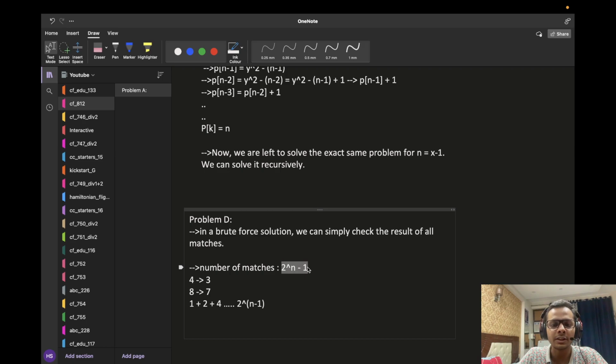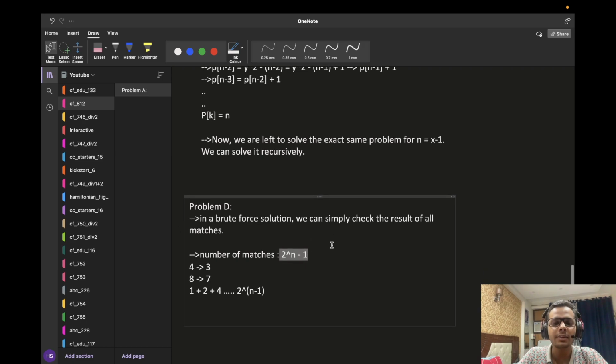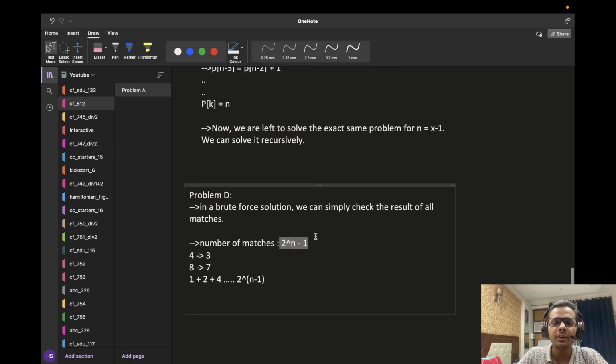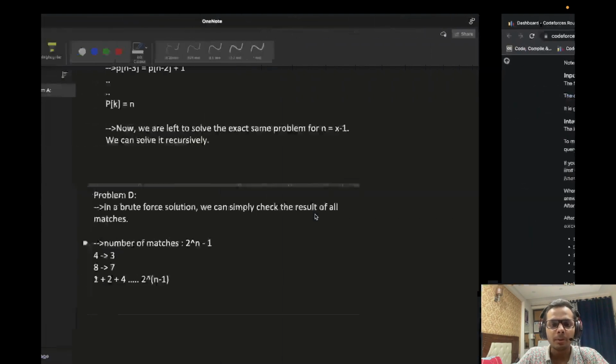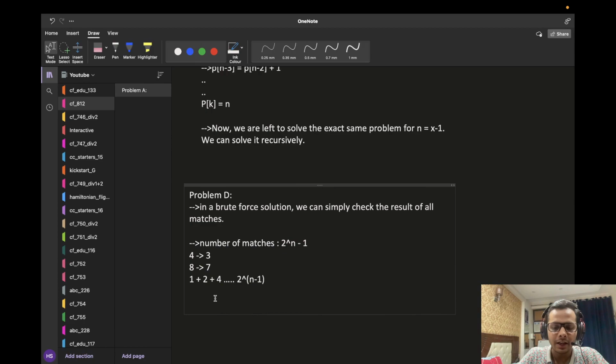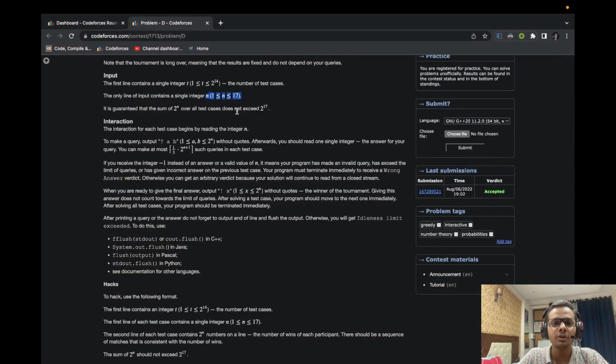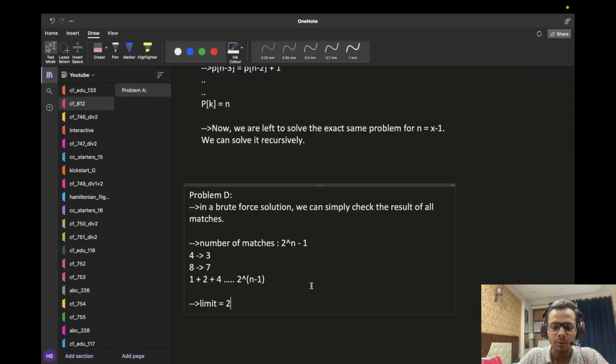Using a query you can know the result of each match, right? If you simply ask the result of each match, you will get to know the winner of each match, and using exactly 2 raised to the power n minus 1 queries, you will be able to figure out the answer. But the problem is the query limit that we have, which is 1/3 of 2 raised to the power n, plus 1, which is around 2/3 of 2 raised to the power n. And we want 2 raised to the power n queries, which will definitely exceed the query limit.